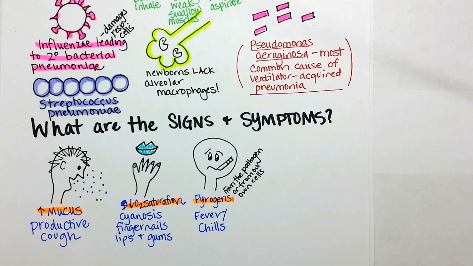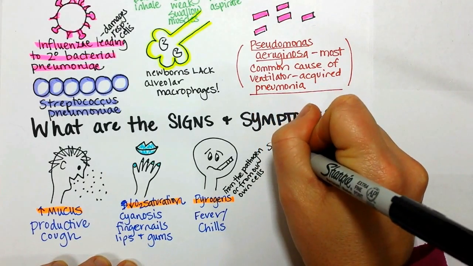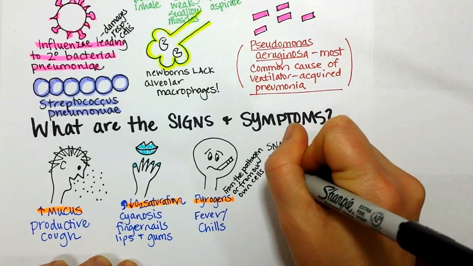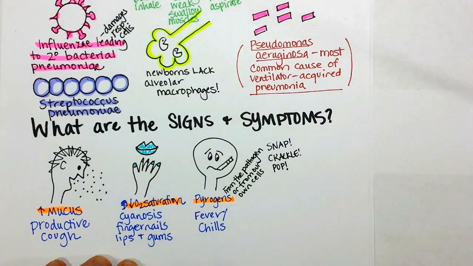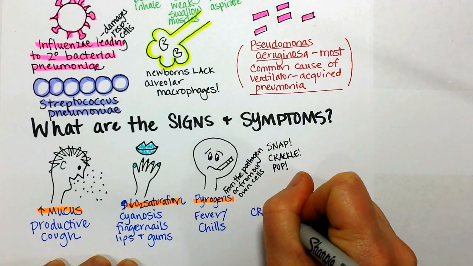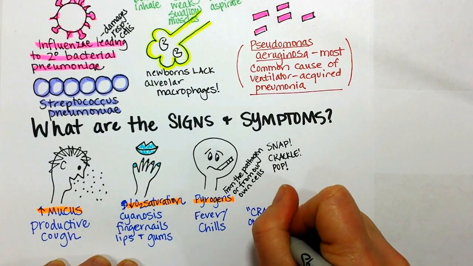Okay, the next classic symptom is what I would call snap, crackle, pop. And I want to see if you can think of what that is. Snap, crackle, pop. This refers to crackles on lung auscultation, or listening to the lungs with the stethoscope.